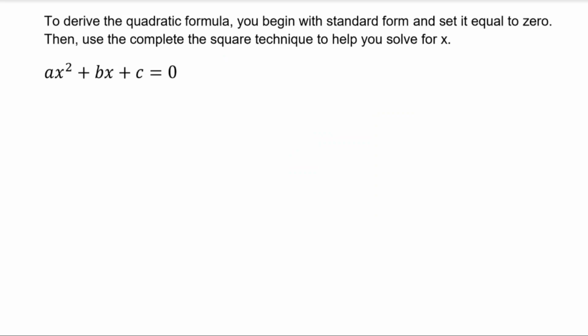I'm now going to derive the quadratic formula. We're going to begin with a quadratic expression and set that equal to 0. We're going to use a technique called complete the square, which hopefully you're familiar with already. In this technique, we need to make sure that the value in front of the x squared is 1.